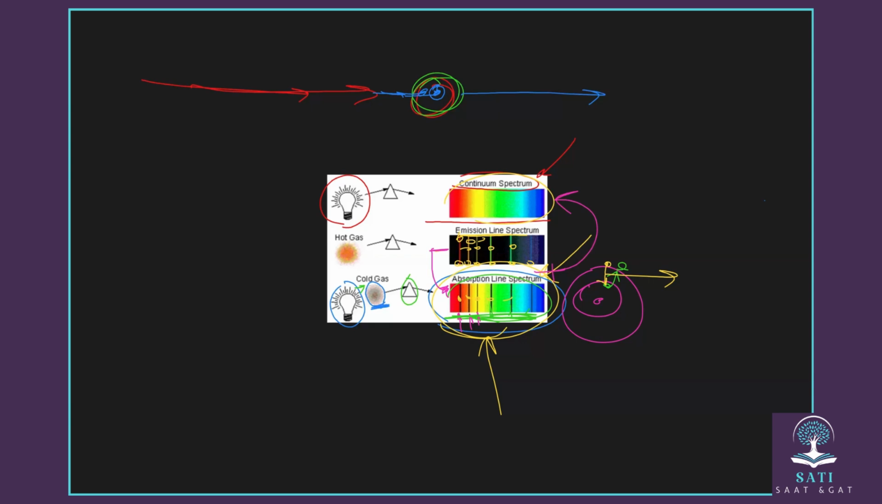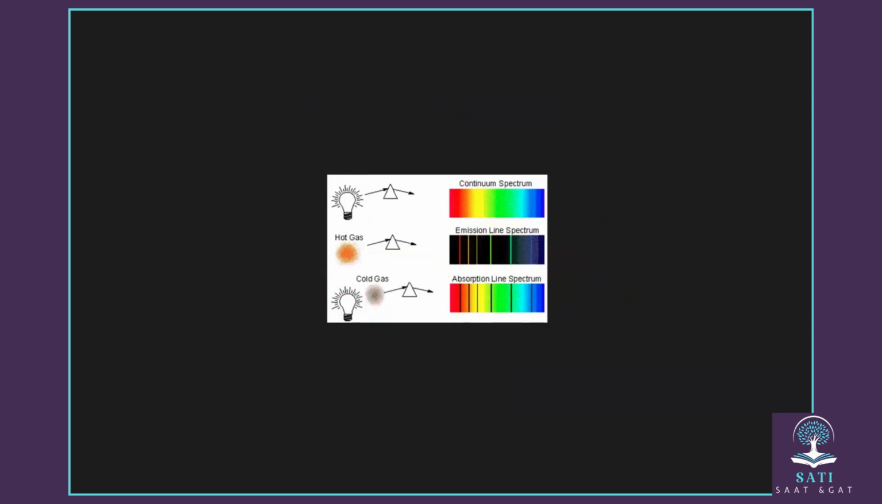So what we understand now is that cold gases, when they absorb photons, that means they absorb energy, specific wavelengths of colors, in order to go from a lower energy level to a higher energy level. Then, when they move back, they emit these photons, and we call it the emission spectrum.